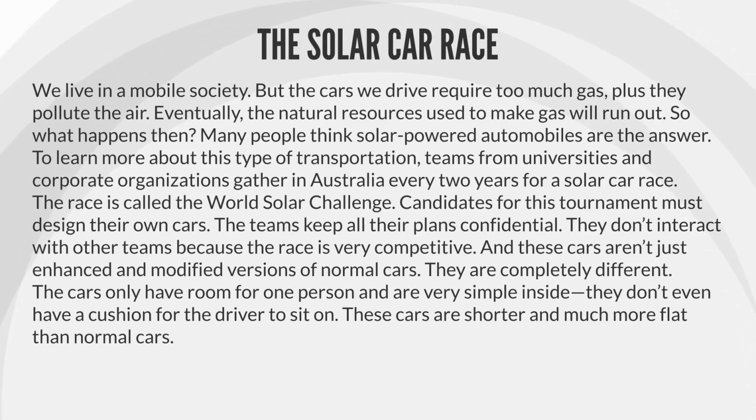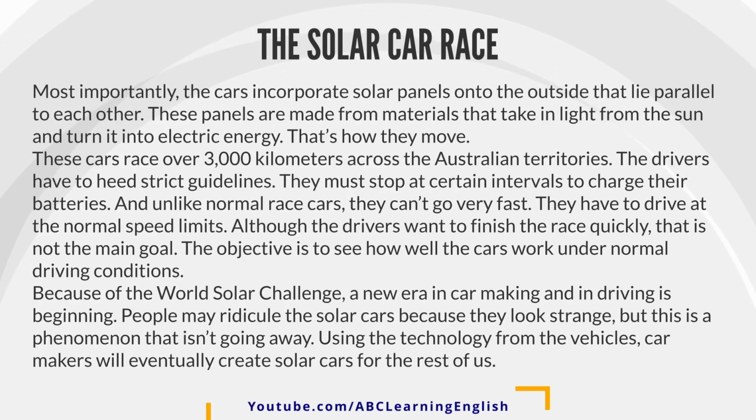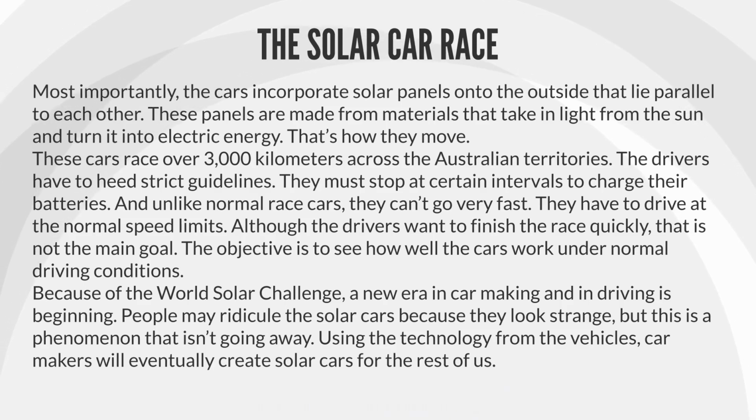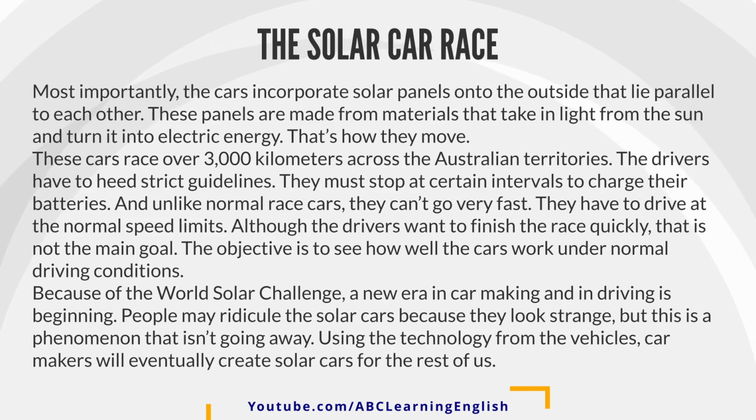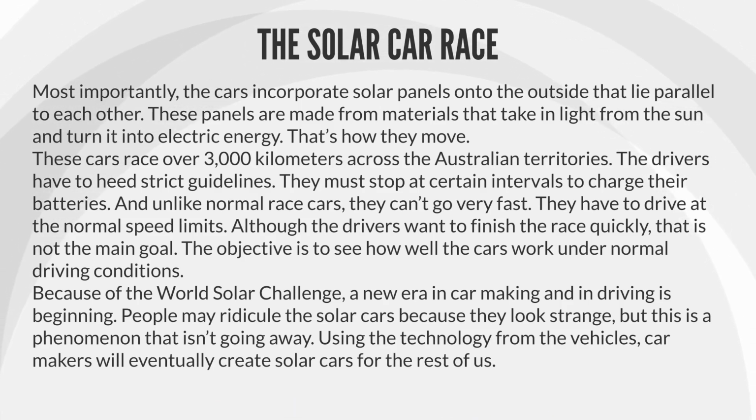These cars are shorter and much more flat than normal cars. Most importantly, the cars incorporate solar panels onto the outside that lie parallel to each other. These panels are made from materials that take in light from the sun and turn it into electric energy. That's how they move. These cars race over 3,000 kilometers across the Australian territories.